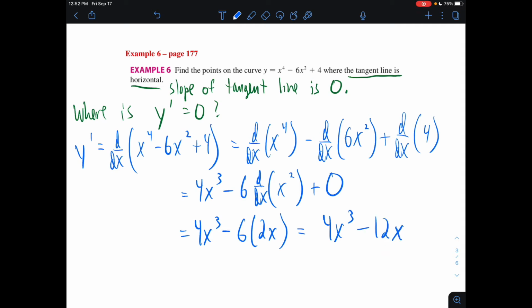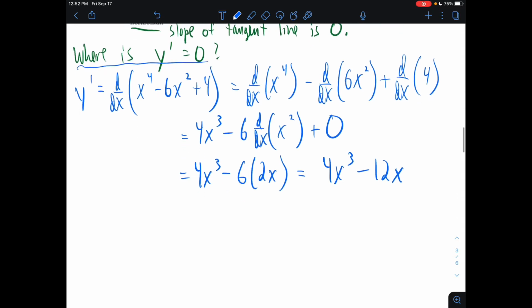So now that we know our derivative, where is it equal to 0? So I just set 4x cubed minus 12x equal to 0. And we solve this like we would have in an algebra class. We factor out 4x, and I get 4x times x squared minus 3. I can factor x squared minus 3, or I can just set it equal to 0 and use the square root property.